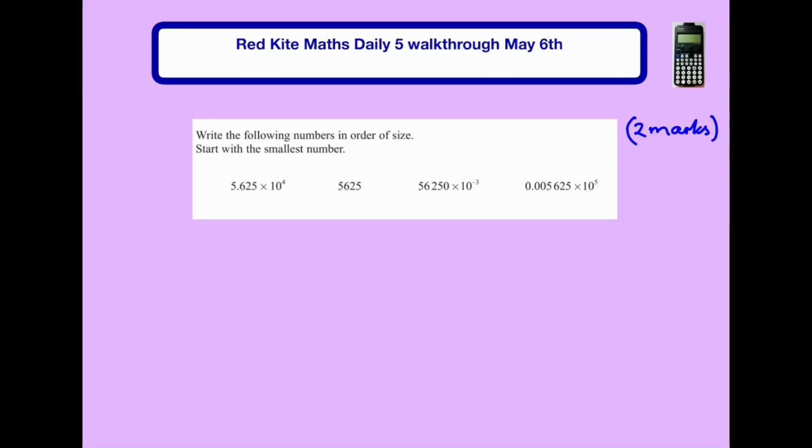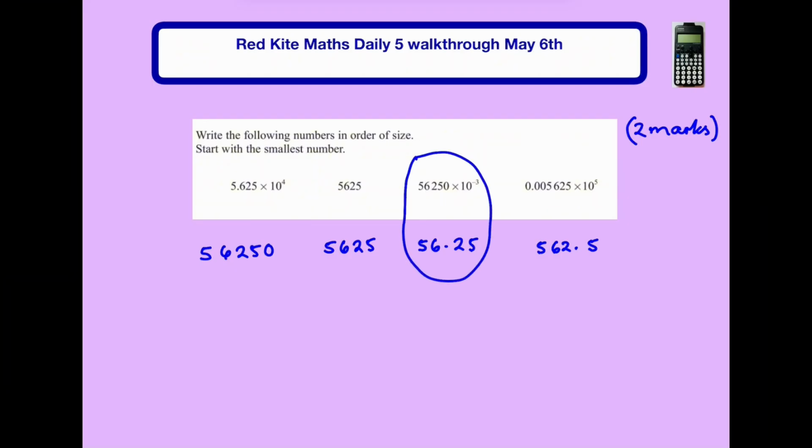And it says, write the following numbers in order of size. Start with the smallest. So what I did, I worked out all of these numbers on my calculator, and I put the answers directly underneath, as you can see there. Now, the trick to get the 2 marks is, first of all, I'm going to look to see which is the smallest, and I can see that this one is my smallest.